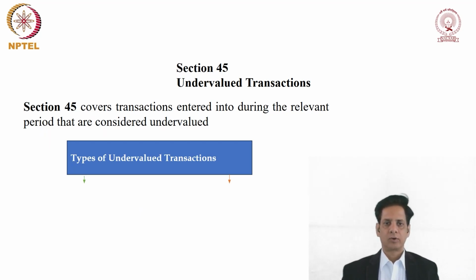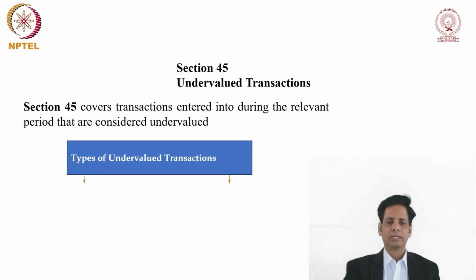Section 45 of the IBC talks about undervalued transactions. Please remember the sequence: 43 is preferential transactions, 44 is orders, 45 is undervalued transactions, and accordingly it covers transactions entered into during the relevant period that are considered undervalued.